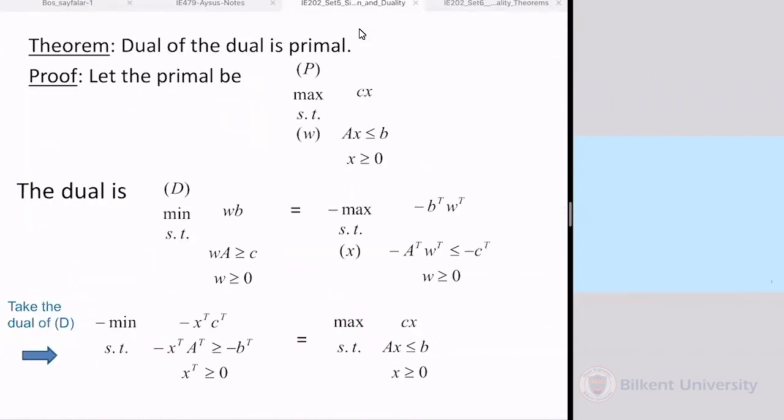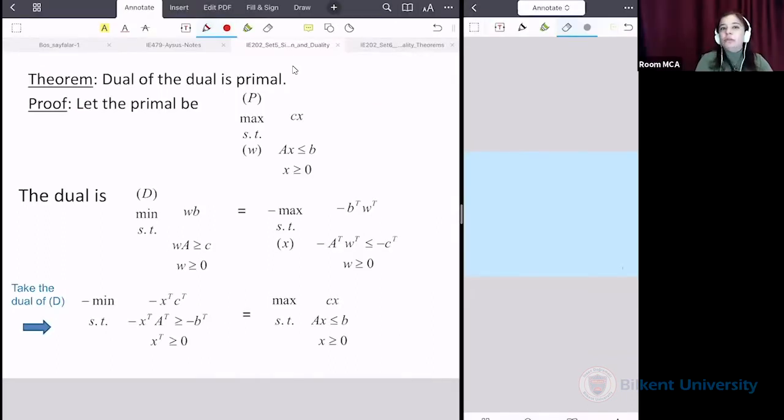The duality comes with a couple of theorems that are pretty handy, actually. So the first theorem says the dual of the dual is the primal. All right? So the dual of the dual is the primal. Let's look at the proof.